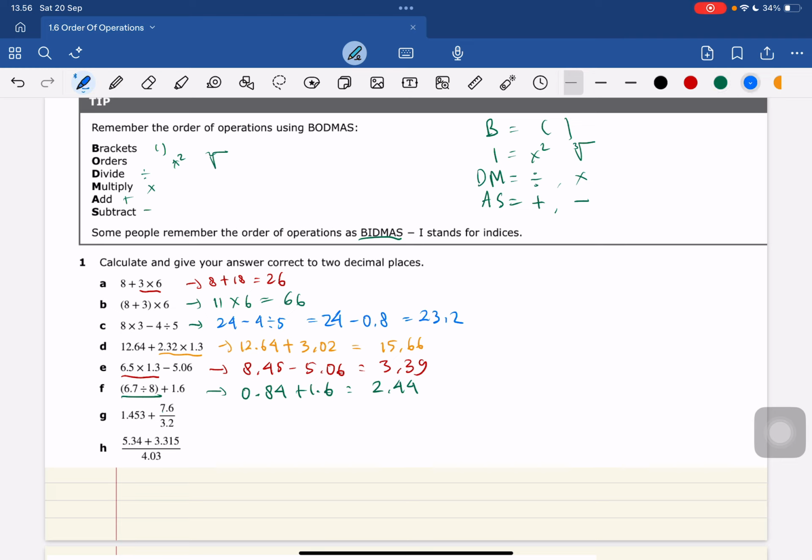Next, we got addition, and here is a division. So let's write it, 1.453 plus 7.6 divided by 3.2, which is 2.38. So 2.38 we add with 1.453. Okay, so we got the answer 3.83.